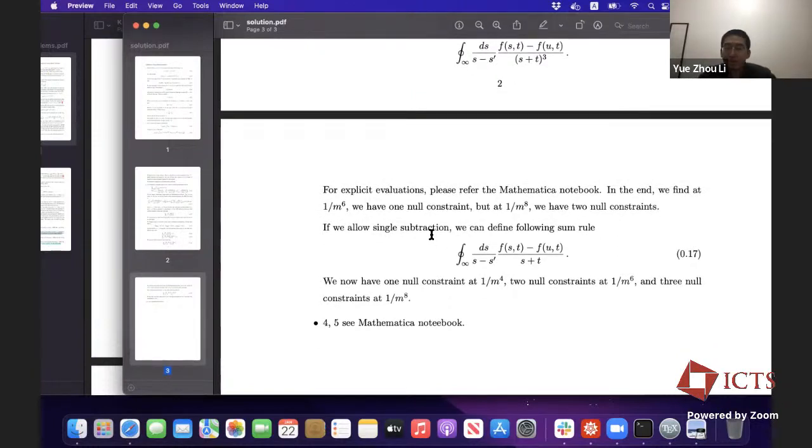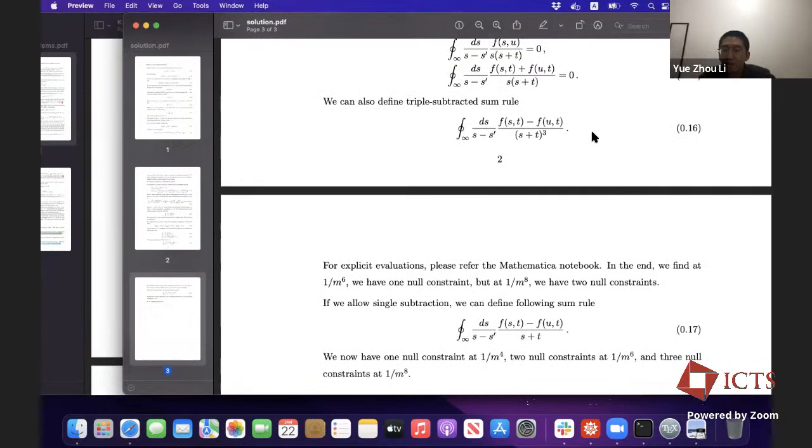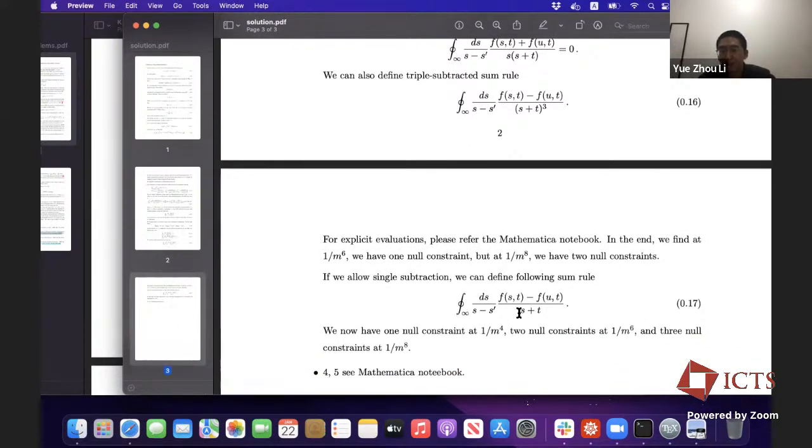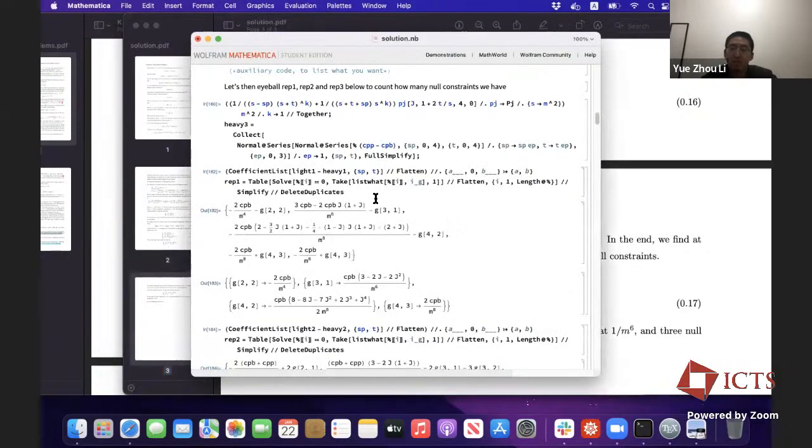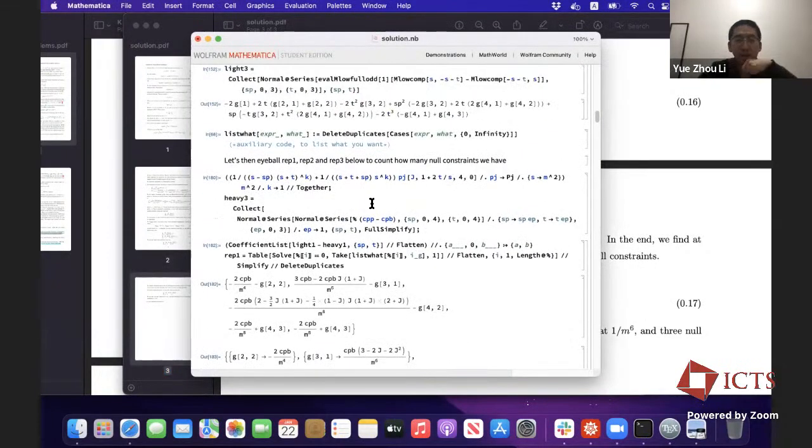But if we allow single subtraction, that means we can actually define this sum rule. It's different from this sum rule by just the power of subtraction, because it subtracts just once. If you use this subtraction and do the same game all over again, you will find it gives more null constraints. There will be one null constraint at 1/m⁴, two null constraints at 1/m⁶, and three null constraints at 1/m⁸.